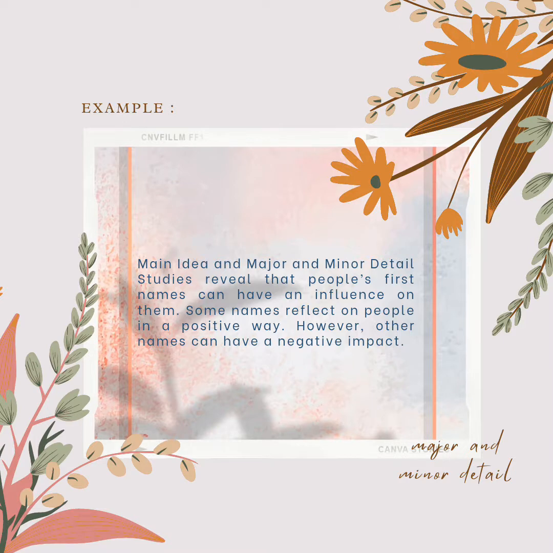Now let's take a look at the example. Studies reveal that people's first names can have an influence on them. Some names reflect on people in a positive way. However, other names can have a negative impact. As you can see, the main idea is that studies reveal that people's first names can have an influence on them. The major details are that some names reflect on people in a positive way, and however, other names can have a negative impact. And the rest of them are minor details. There are also requirements for good supports that will be explained by Vika.